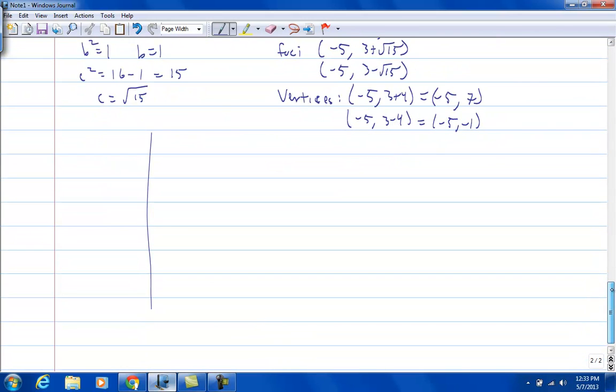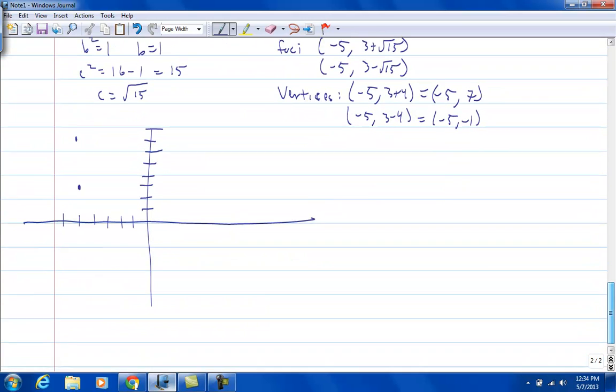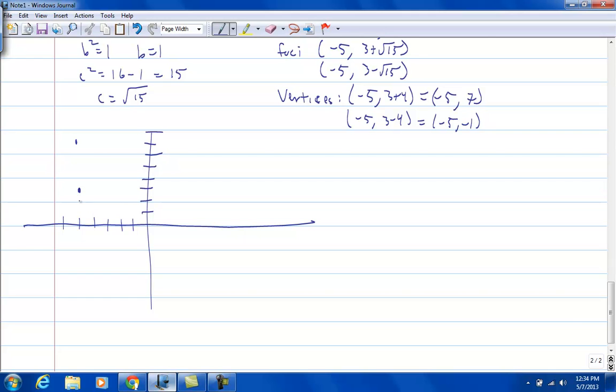So negative 5, 3. 1, 2, 3, 4, 5, 6. 1, 2, 3, 4, 5, 6, 7, 8. Negative 5, 3 is right about there. And then we're going to go up to 7. So up 4 and then down 4. 1, 2, 3, 4. They're going to go out 1, and that way 1.